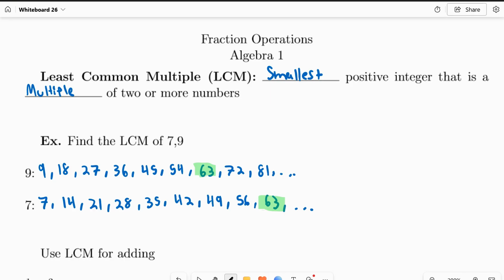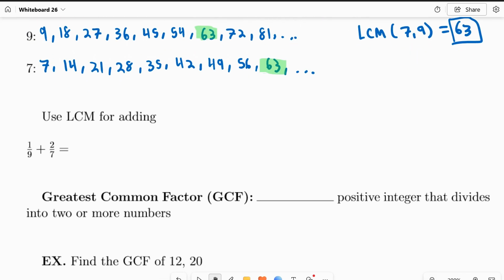this one. So if I was to have a question like this on a test or quiz, I would want you guys to format this correctly. So how you format this is you write LCM of our two numbers, 7 and 9, equals 63. And that is how you would format one of those answers. So how the least common multiple plays into fraction operations is we use it for adding and subtracting. So when adding and subtracting fractions, and we'll talk about this just a little later, you need to have a common multiple.